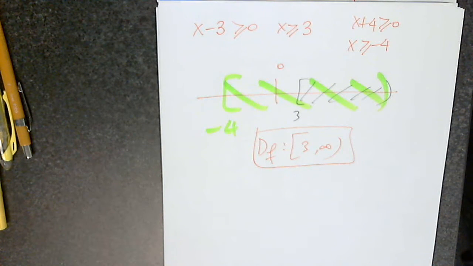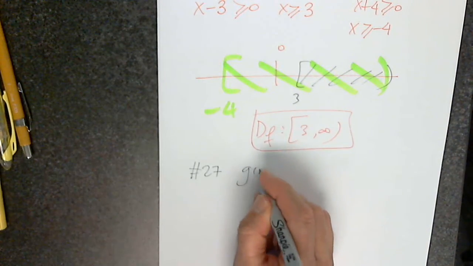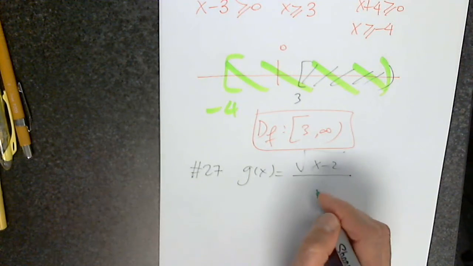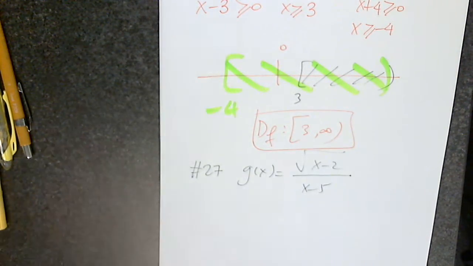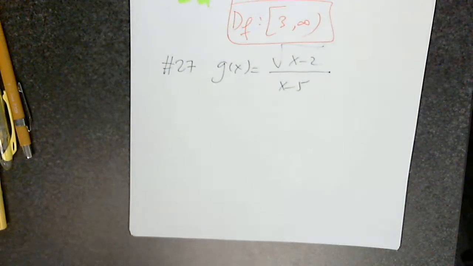I'd like to look at one more and then I'll stop. Like 27. G of x equals the square root of x minus 2 divided by x minus 5. I need to find the domain of this function. I have to state all restrictions that are needed here and then intersect.